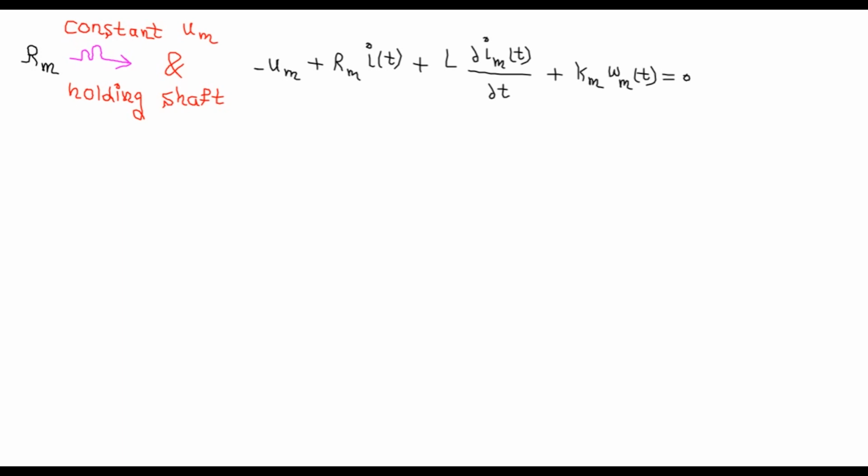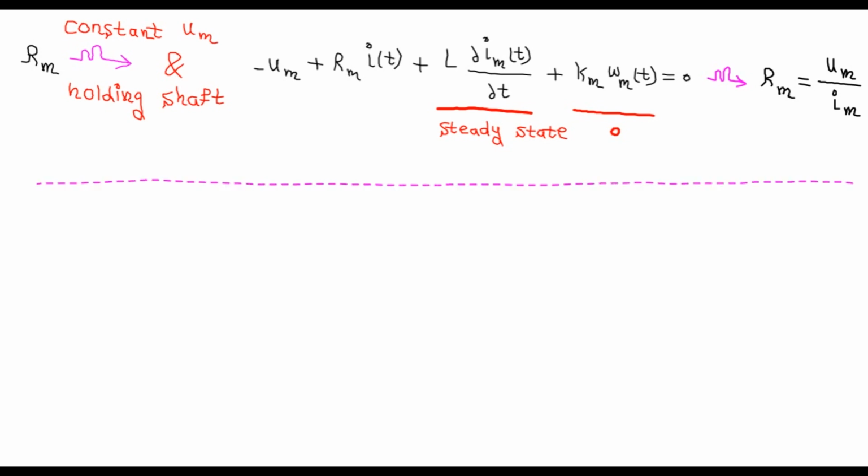In this case, the angular velocity is zero and the last term is gone. Also, as the voltage is constant, at the steady state, the current would be constant too, and therefore the derivative is zero. So the resistance can be easily calculated as the input voltage divided by the measured current. Given the resistance, we can run an experiment to measure Km.